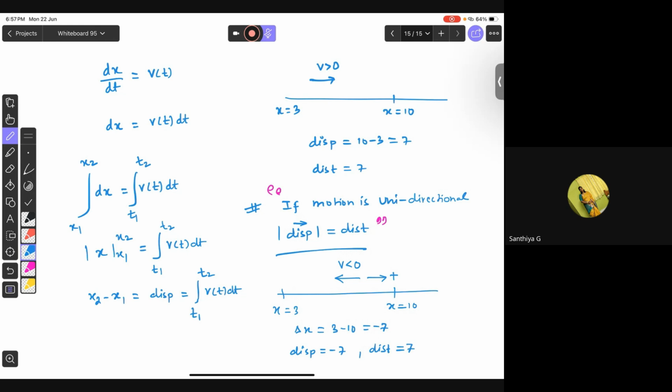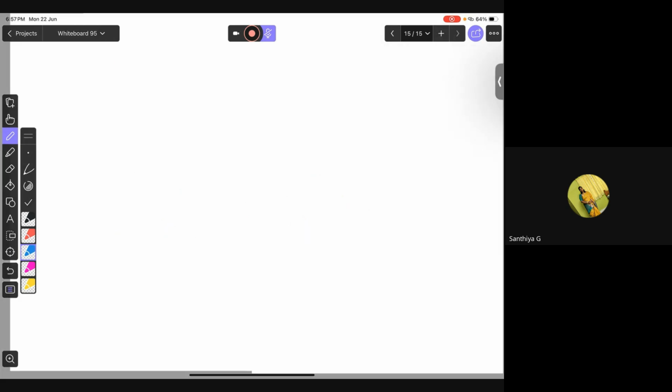Correct, no? Okay, so I'll take a new page. Velocity is coming out to be v naught into e power minus beta t. How long does the particle travel? Till infinity. So we have to find the displacement up to infinity. Then you will think, the particle is moving till infinity, so it will get infinite displacement.